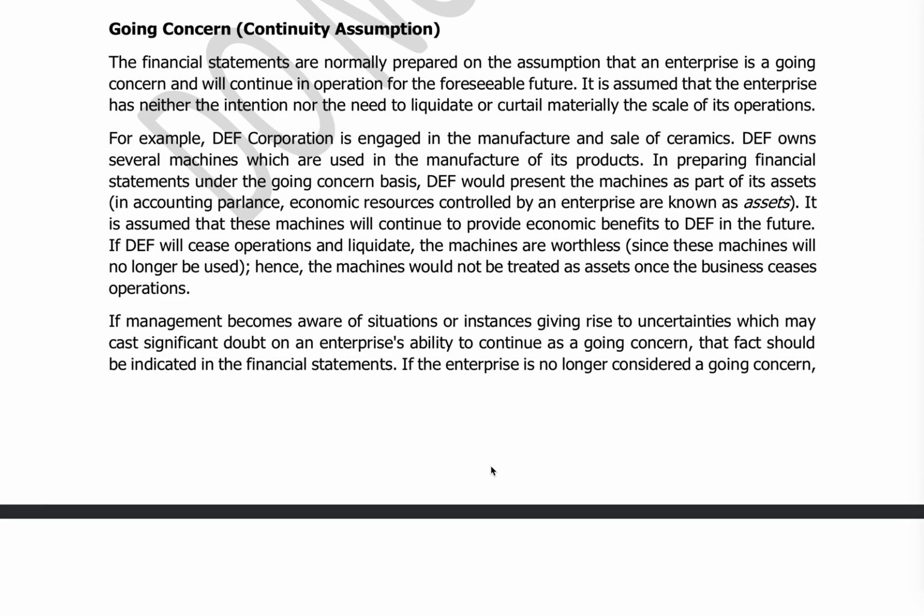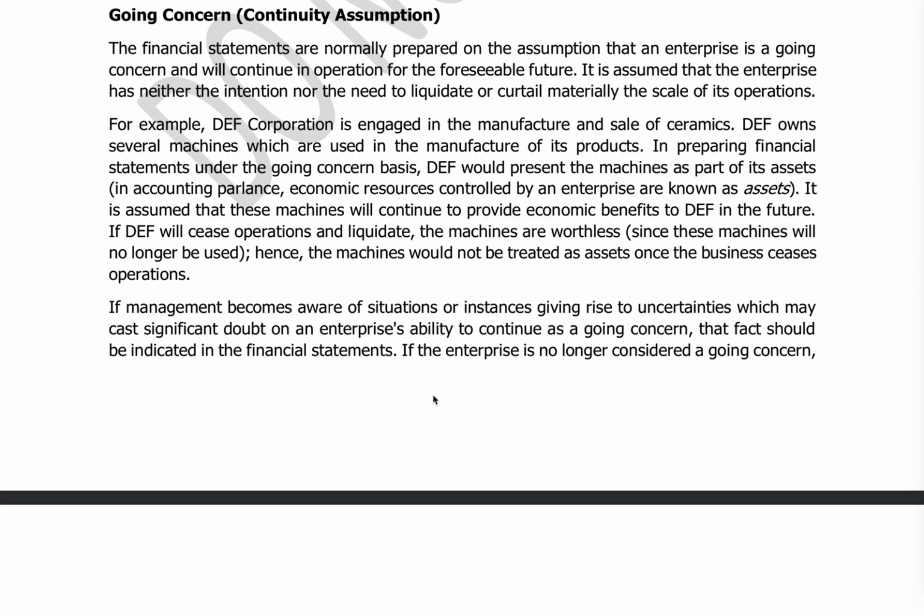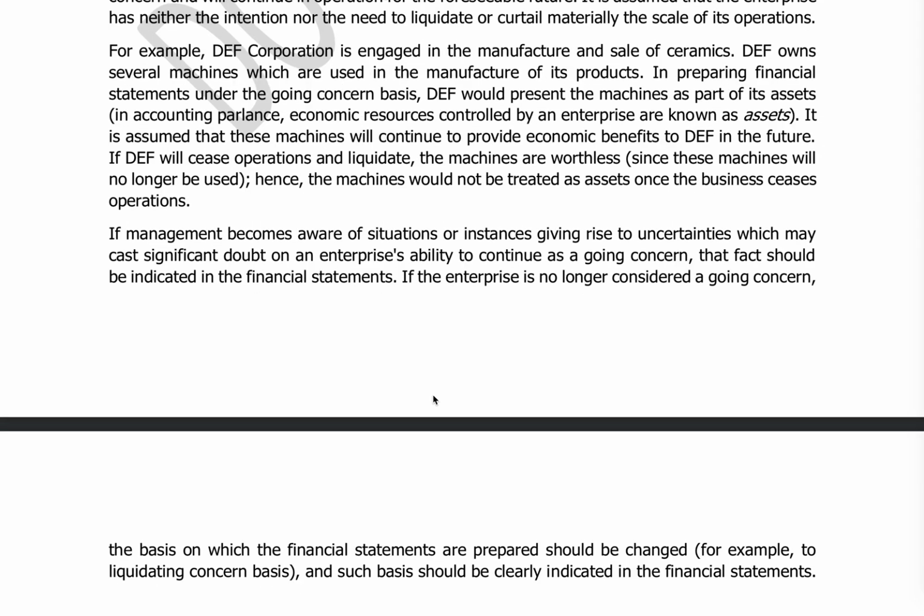So, ano sabi? As long as it is not provided clearly that the company will cease operations, all the assets will be used and will continue to provide economic benefits. Yun lang ang gusto niyang sabihin. Okay? It is on a going concern. Now, if management becomes aware of situations or instances giving rise to uncertainties which may cast doubt on an enterprise's ability to continue as a going concern, that fact should be indicated in the financial statements. That the enterprise will no longer be considered a going concern, and that the financial statements should be prepared on a liquidating concern basis.